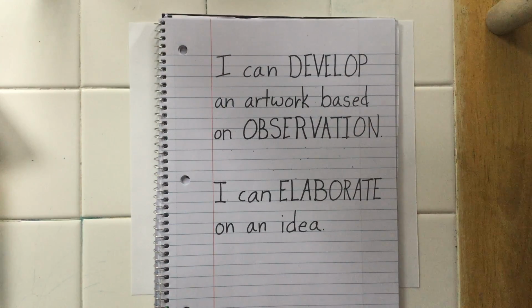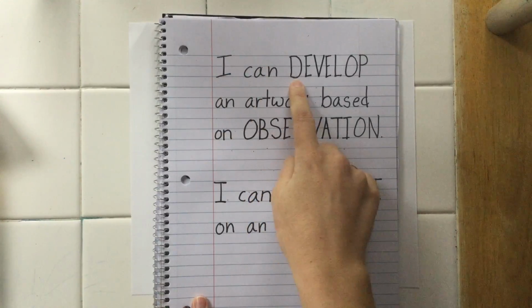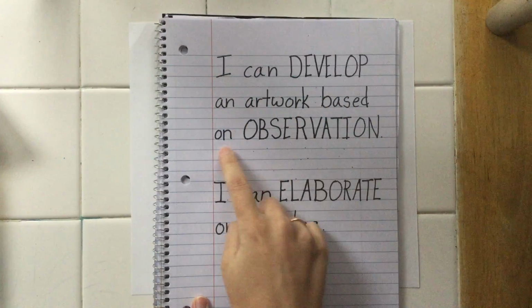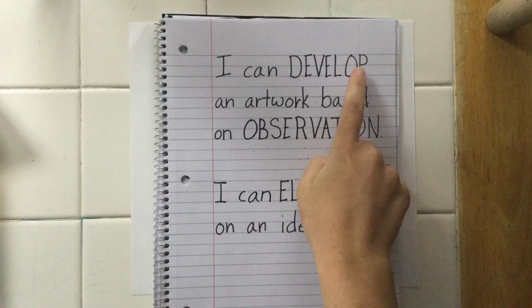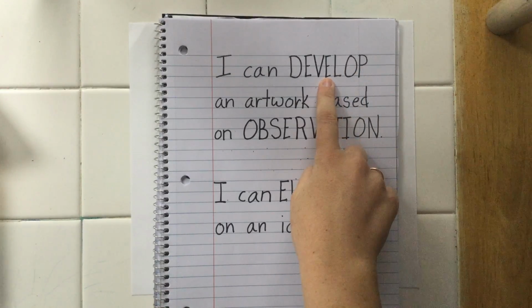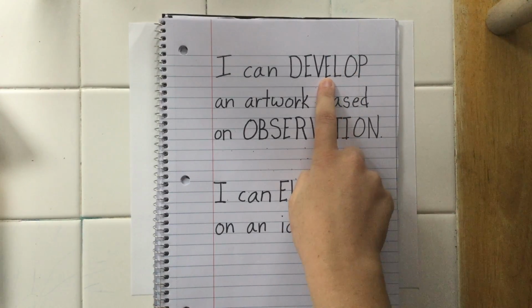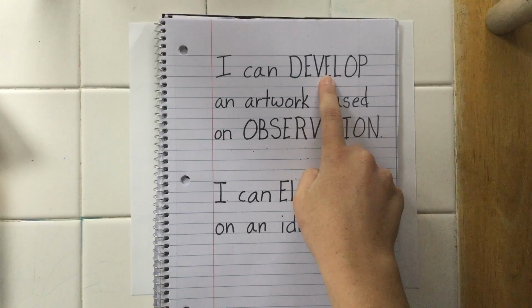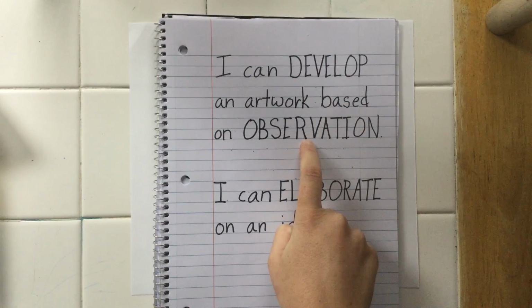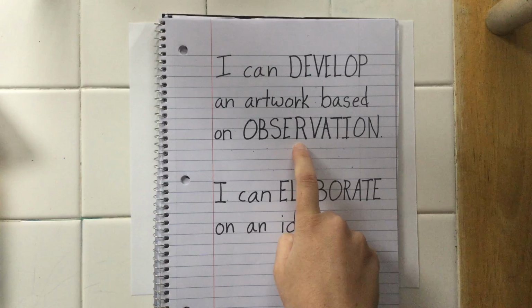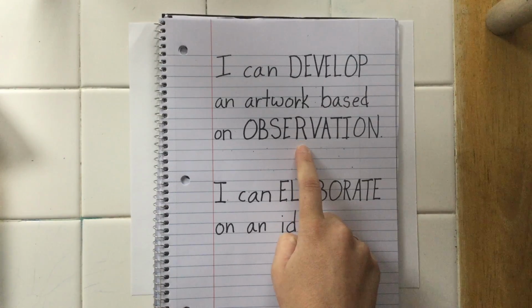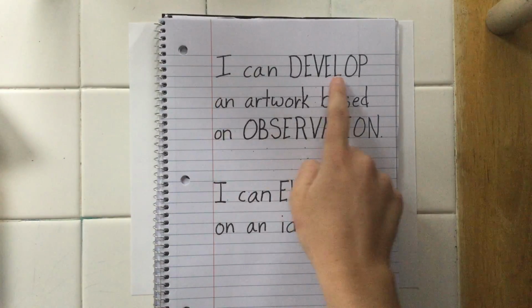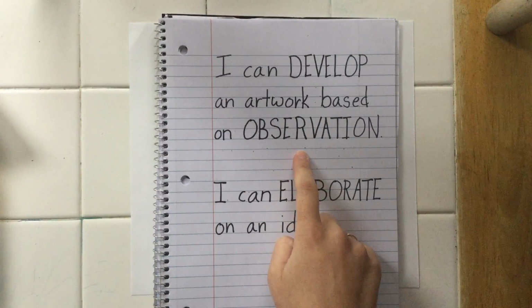Hi, third grade. We actually have two targets today. The first one is I can develop an artwork based on observation. So develop means to grow and become more advanced, right? And observation means to look at something to learn something from it, okay? So today we're going to develop an artwork based on observation, all right?